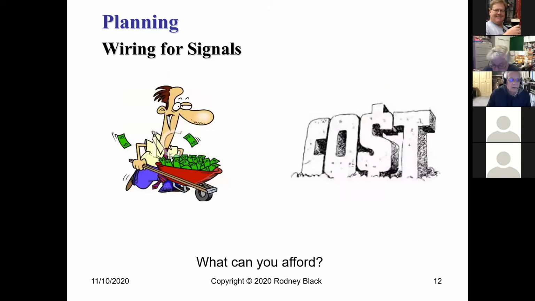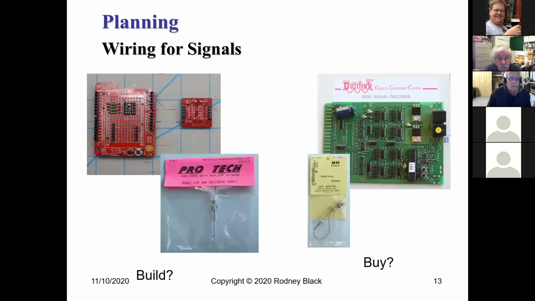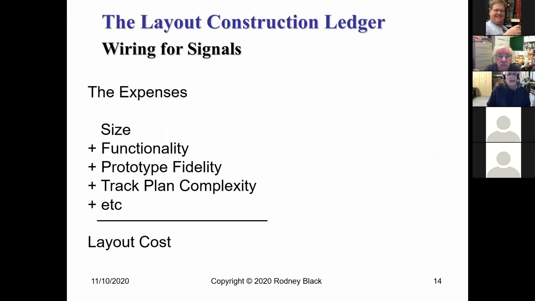Now we get down to where the rubber meets the road. What can you afford, and how much money do you have to dump into it? Or what can you build? Sometimes you can trade a little bit of money for what you can build, or what can you buy? And so that leads me to what I'm going to call the layout construction ledger.